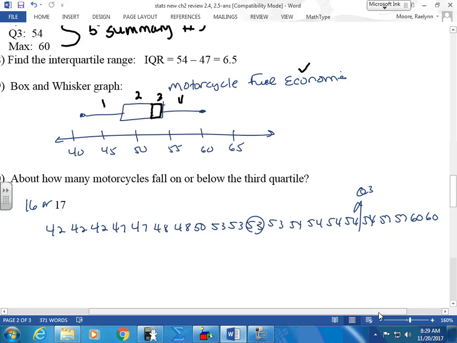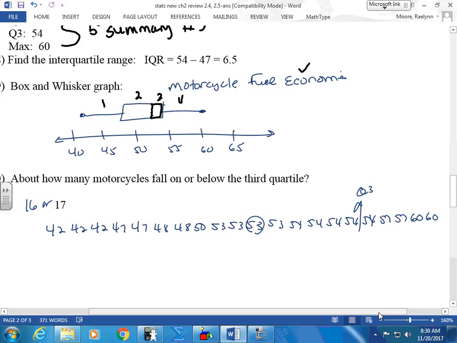How many fall between the 3rd or 4th quartile? How many pieces of data were in this? What was the range of your data? Anybody, before I try to pull this back up? What was your max minus your min? 18. So your data is pretty close together. See why they're so close together? So you've got a lot of the same numbers repeating itself.